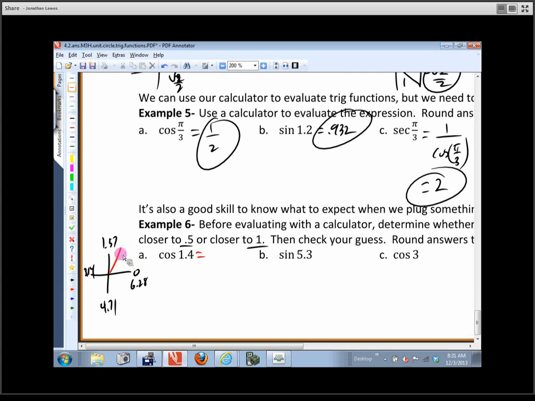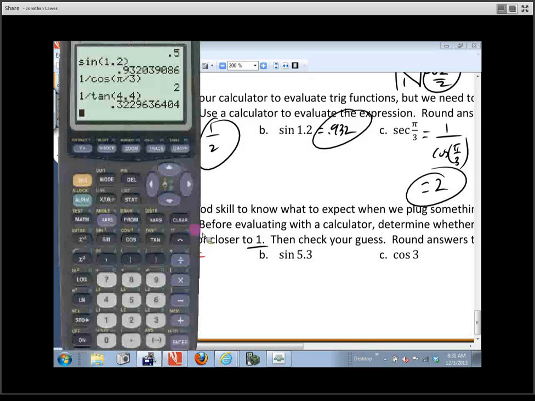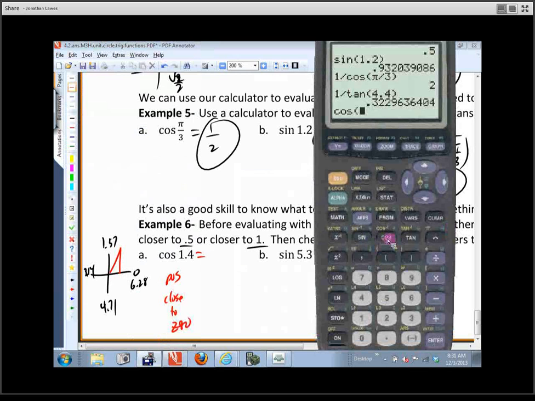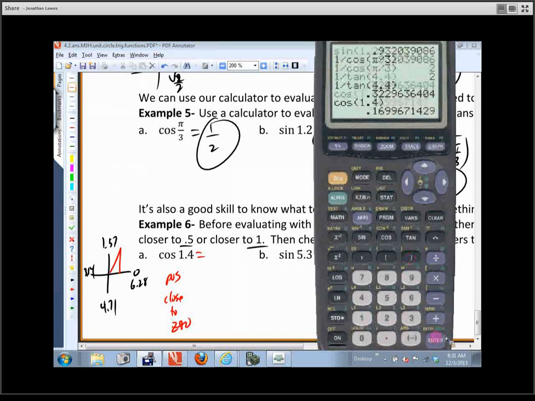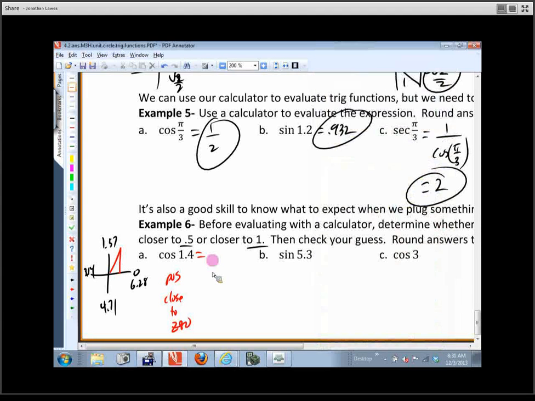And it's the cosine, so we want the x coordinate, right? So the first thing is, is it positive or negative? It's going to be positive because we're going to the right. Is it a pretty big number, close to 1, or is it closer to 0, or is it somewhere in between? Probably close to 0. So let's type this into the calculator and see what we end up with. So we're going to do the cosine of 1.4. It is positive, and it's just 0.1699.